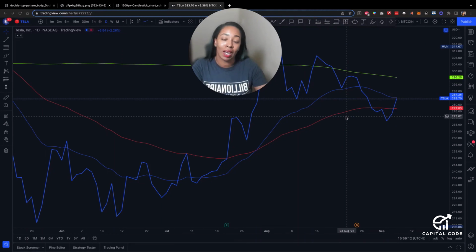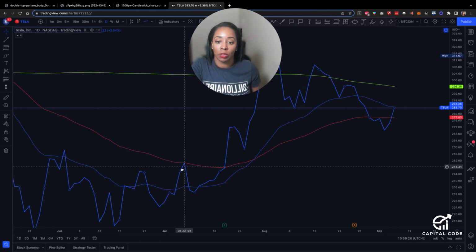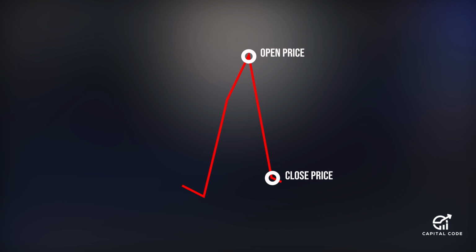The reason why we use candlesticks, like I said before, is because it gives us a whole lot of information in terms of what is happening in the price. Another chart that you may have seen is this line chart right here. And basically, it only gives you two prices. It gives you the open price and the close price. And that's pretty much it.